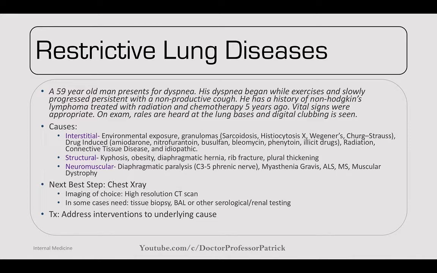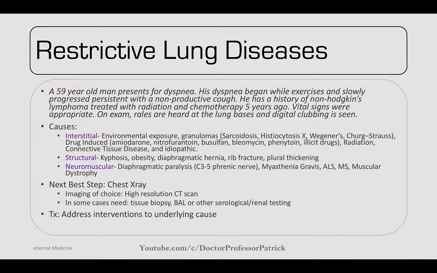So some of the causes of restrictive lung disease can be divided into interstitial causes, like environmental exposures, granulomas, like sarcoidosis, histiocytosis, Wegener's, Churg-Strauss, some drug-induced pulmonary fibrosis caused by amiodarone, nitrofurantoin, busulfan, bleomycin, phenytoin, and then radiation, connective tissue diseases, and some other idiopathic causes. There are also structural causes of restrictive lung diseases. Think kyphosis, where the spine is bent so that they can't fill up the lungs.